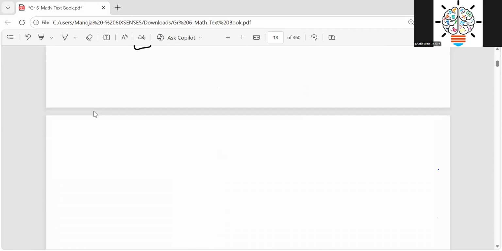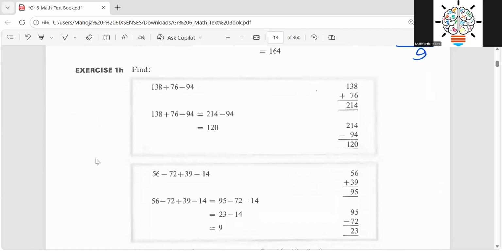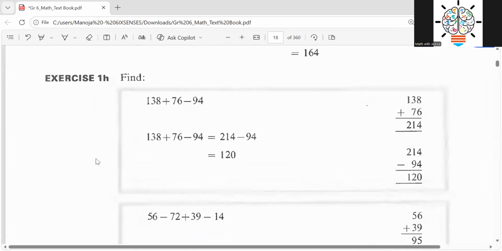Okay, so then you will get this kind of question, what are you going to do? Children, you have addition and subtraction both. How are you going to do this kind of thing? First, you do the addition. You can see that they have come to the right side working column and they have done the workings on the right side. First, you add 138 and 76. It gives you 214. From 214, you deduct 94. Your answer is 120. See how they have shown.